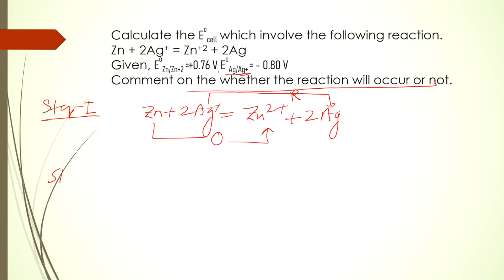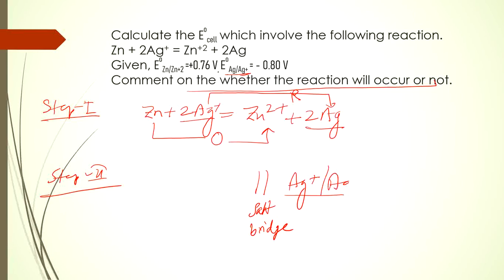Okay, so now step 2 is to draw the electrochemical cell in a proper way. The middle one would be the salt bridge. The right hand side is the reduction process, right? So what is the reduction process? This Ag plus is being converted to Ag, and we will write it in such a way as to represent a reduction process. So Ag plus by Ag, right?